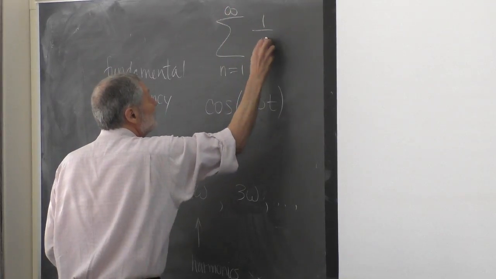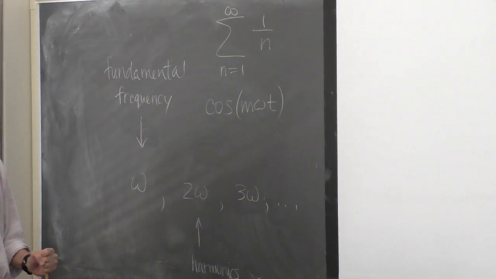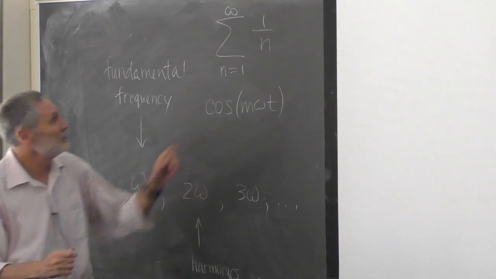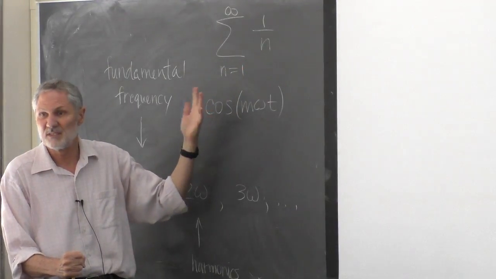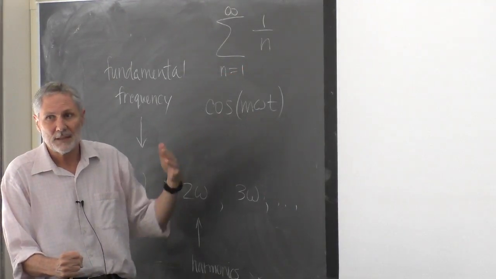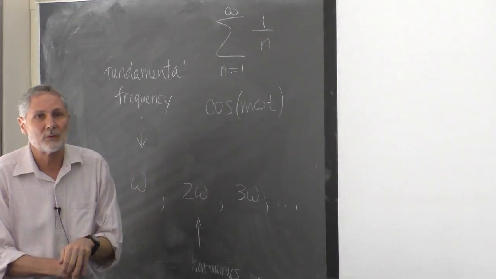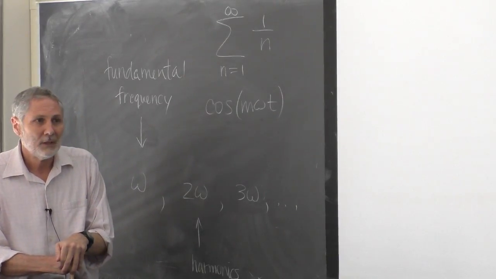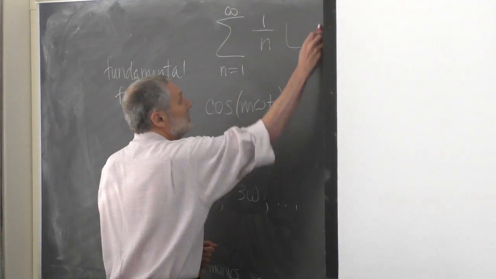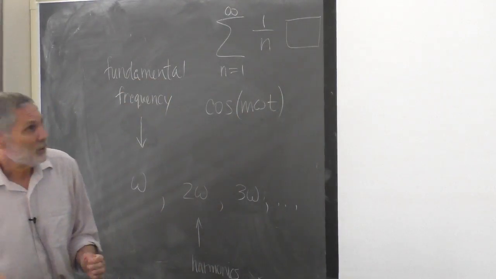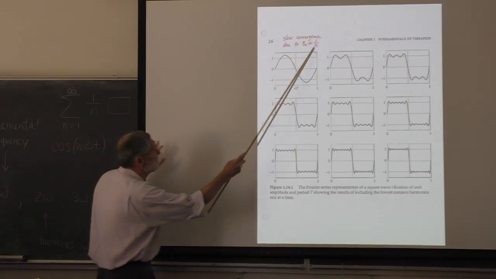anybody know what this is equal to? Yes, it doesn't converge. It diverges. This is like integrating, it's like a logarithm. It's like the integral of 1 over x. You can think of it that way. The integral of 1 over x is a logarithm, and a logarithm evaluated at infinity diverges. So we have other things here that make it converge. But this is weak convergence.